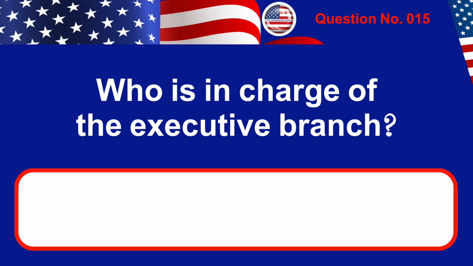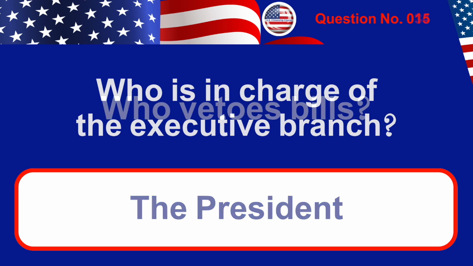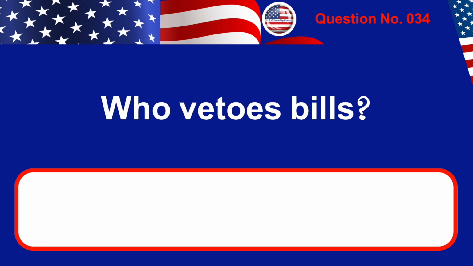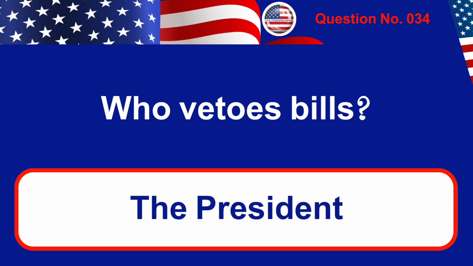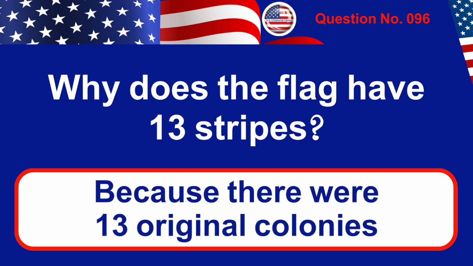Who is in charge of the executive branch? The President. Who vetoes bills? The President. Why does the flag have 13 stripes? Because there were 13 original colonies.